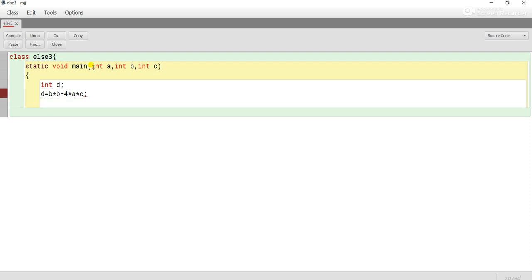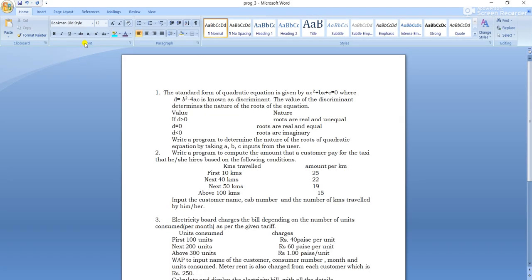Then once the discriminant is computed, we need to speak the nature of the roots by using the table. You can see this table. When d is greater than 0, we need to display the output: roots are real and unequal. When d is equal to 0, real and equal. When less than 0, the output is imaginary. This is what we need to display.